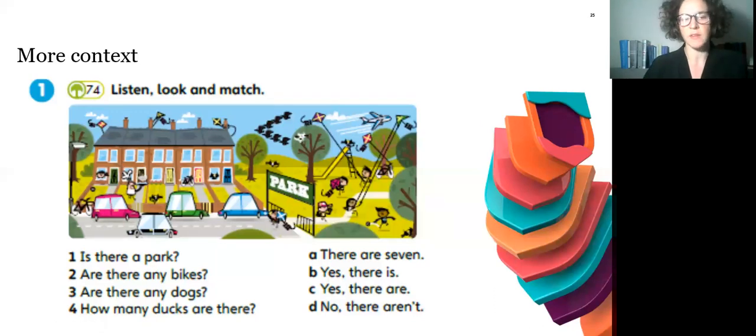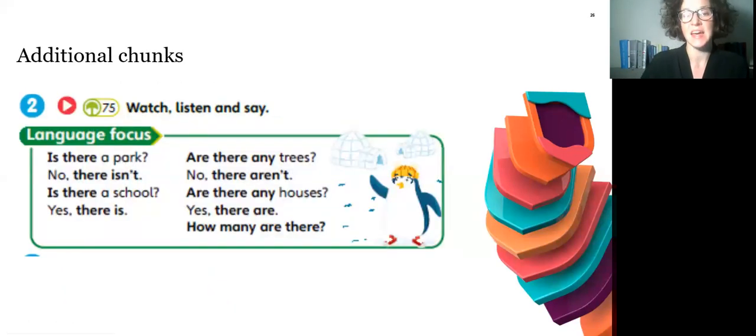With more context, here is what's going on. Students listen, look, and match. Is there a park? Yes, there is. So now it's a dialogue. Now there are questions and negatives and more chunks of the language with more explanation from Penny the Penguin, which has videos here. There is a video that explains how language works.